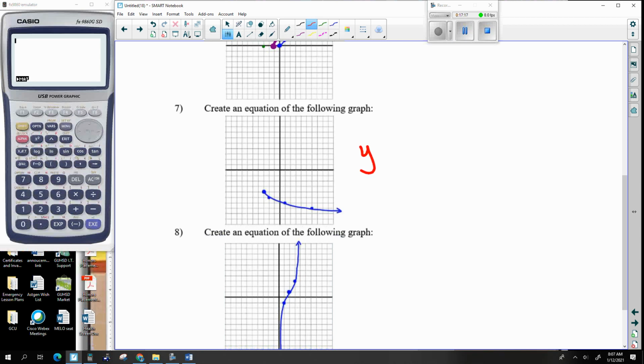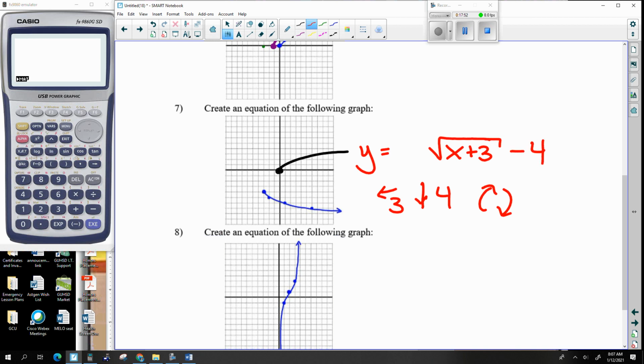Okay, I see that this is a square root. Things that I notice: this is left 3, this is down 4, and this is a flip-flop. Because typically what this graph would look like is right here. That's what it would look like. But it's left 3, down 4, and it's flipped upside down. So the left 3 would be a plus 3, the x is y, not the y, so that is a minus 4, and then a flip-flop is that minus on the outside.